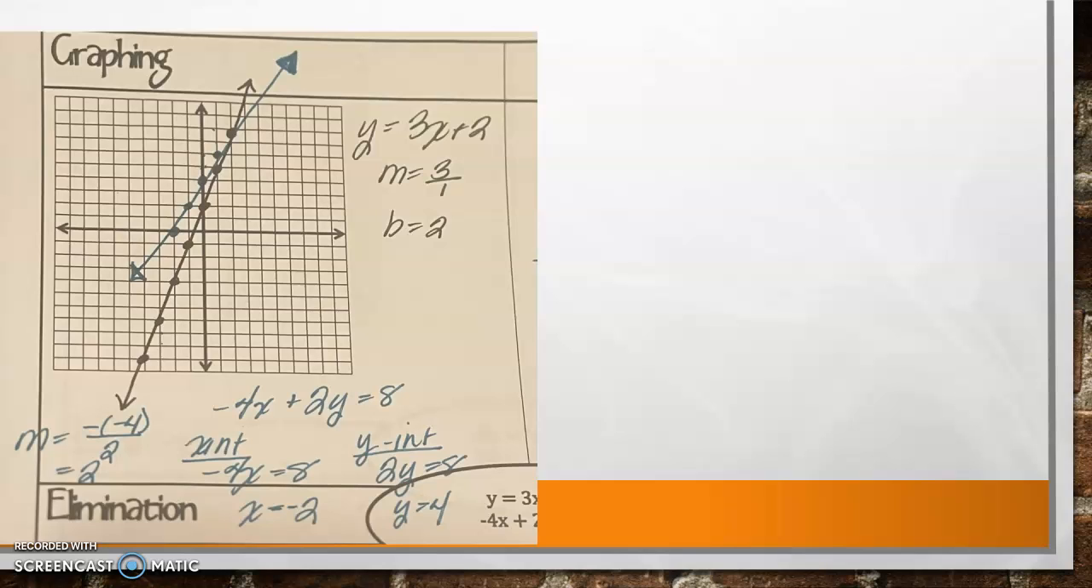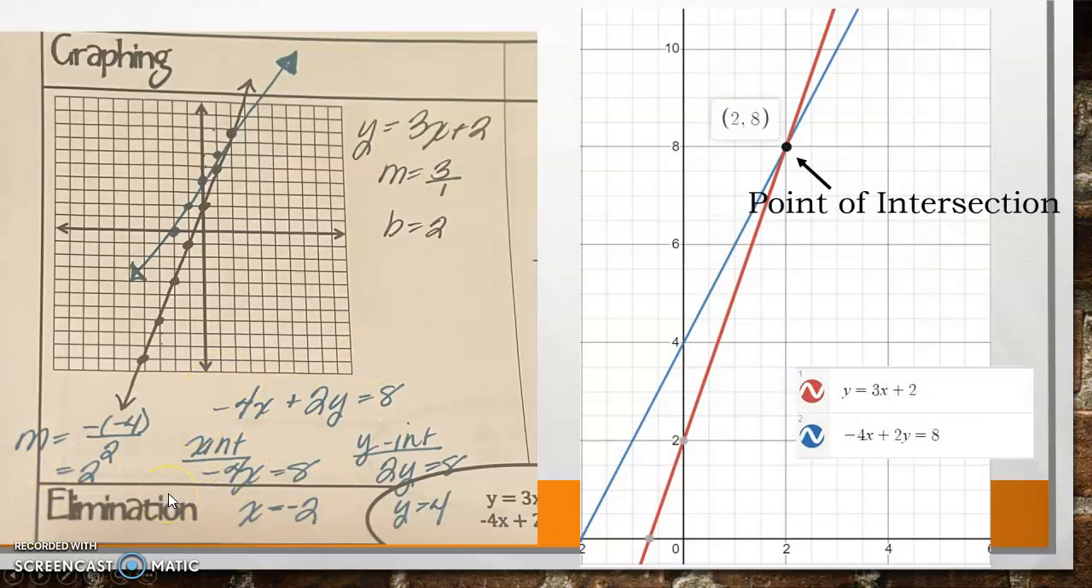So the first equation is y equals 3x plus 2. That was in slope-intercept form. So I started by graphing my y-intercept, which is 2, and then using my slope, which is rise over run. So 3, up 3, and over 1. And that's the black graph that you see. And then the second equation was negative 4x plus 2y equals 8. And for that one, I found my slope and y-intercept. No, I'm sorry. I found my x and y-intercepts and graphed those.